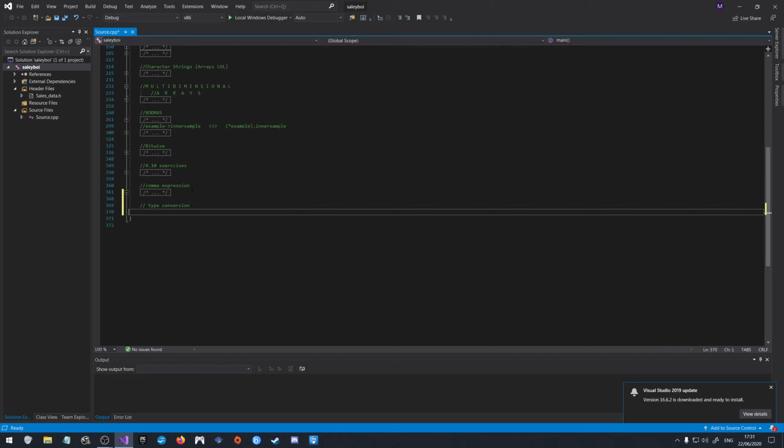Type conversions. So type conversion is when you try and assign a value to a variable which is the same rough type of variable, but with maybe a different level of finesse. The biggest, the best, the simplest example is when you initialize an integer variable with a float value.